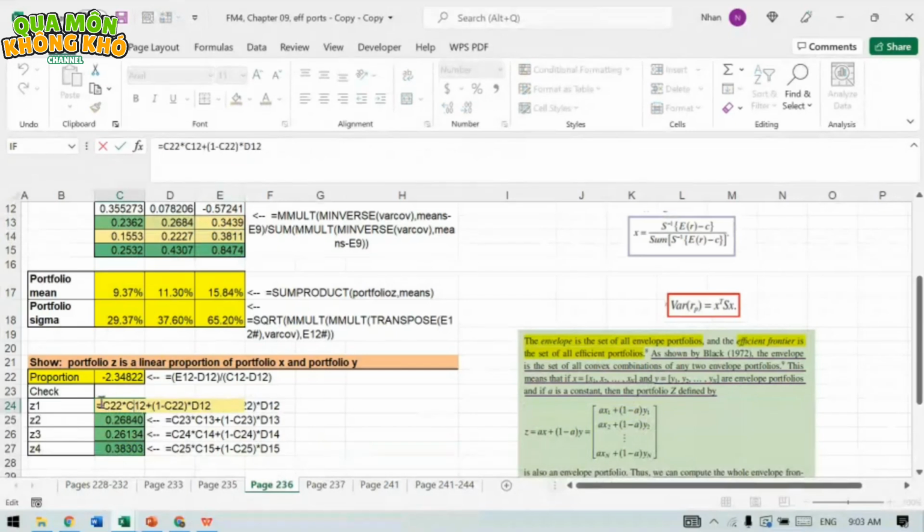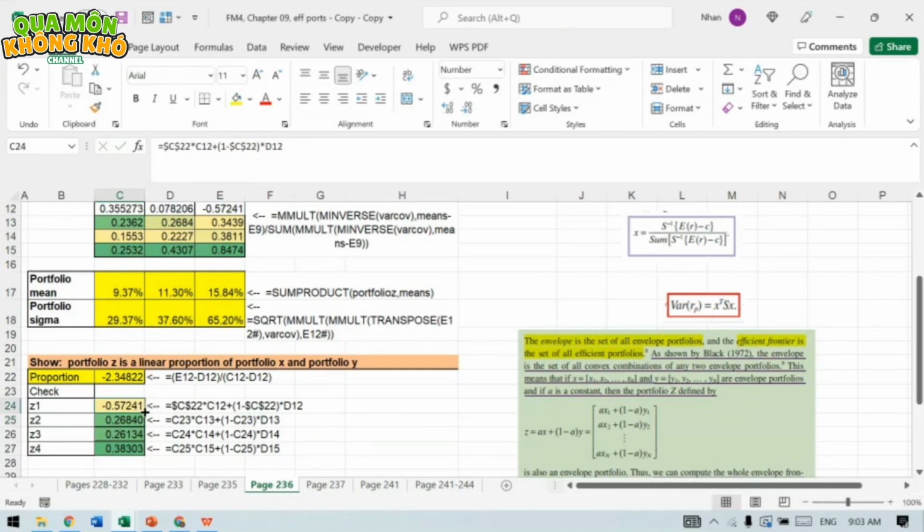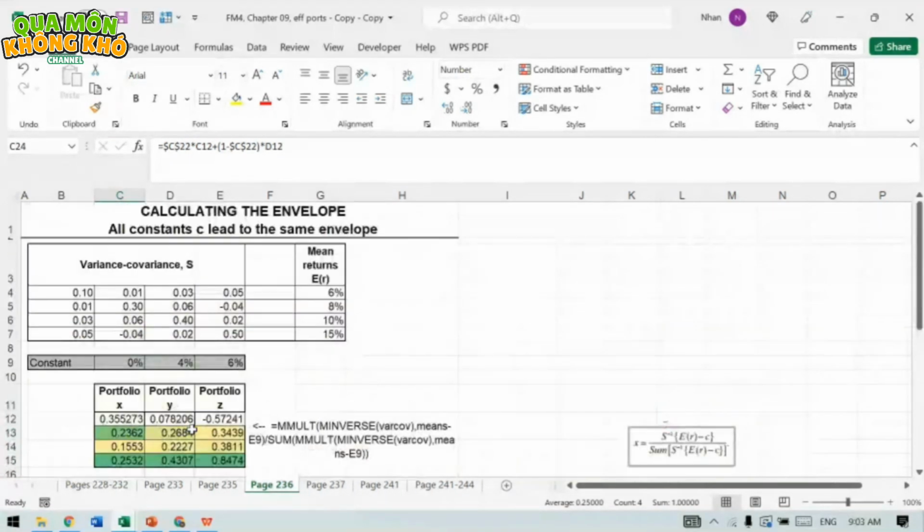C. So you need to lock to fix the constant. Yes, I forgot. Thank you very much, teacher. I forgot to fix the constant here. Yeah, it's the same now. You can see. So is it right to say that all constant C lead to the same envelope?